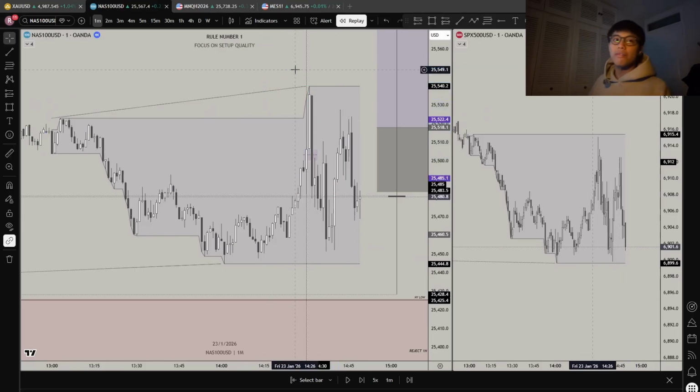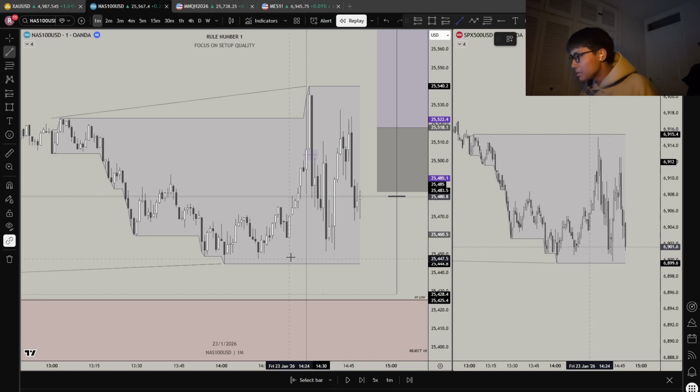But guess what? You never trade in the first 15 minutes of the market, guys. Never trade in the first 15 minutes of the New York market open, because that is where you'll get messed up. Instead, what did we do? We swept these lows, this internal low.